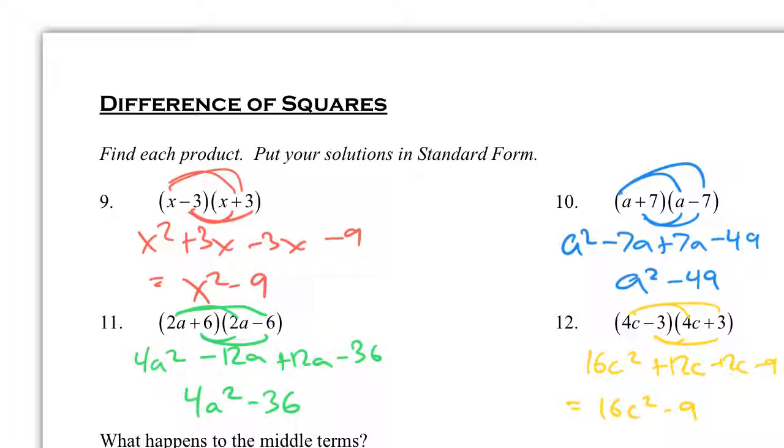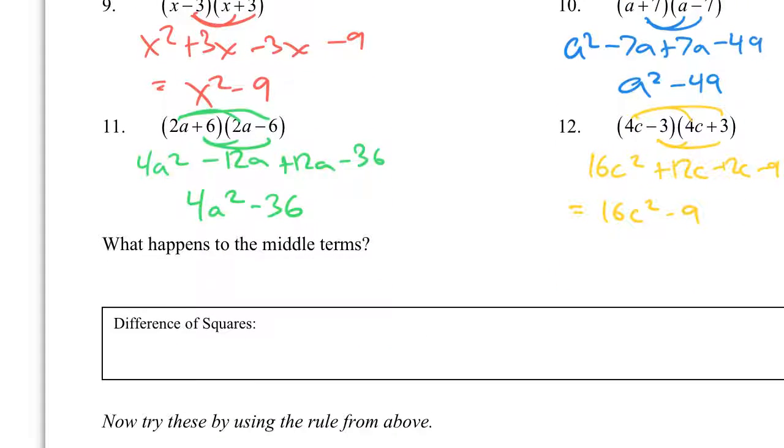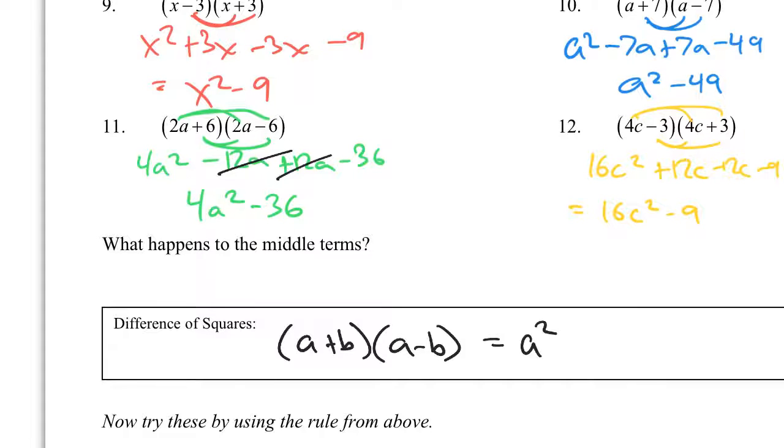So our rule is a difference of squares. And it looks like this. A plus b times a minus b in parentheses. When I have that situation, I'm going to get a squared. Those middle terms, like we saw up above, are going to cancel out. So then I'll get minus b squared.